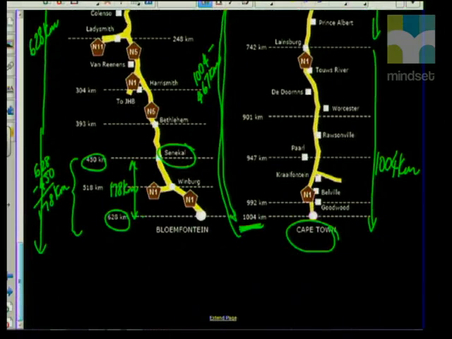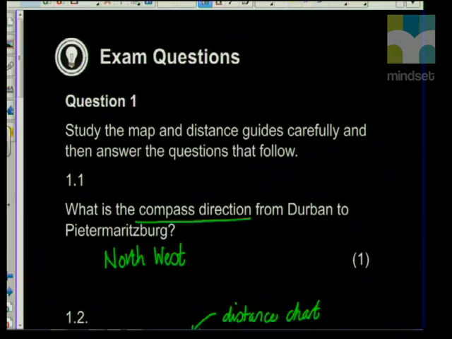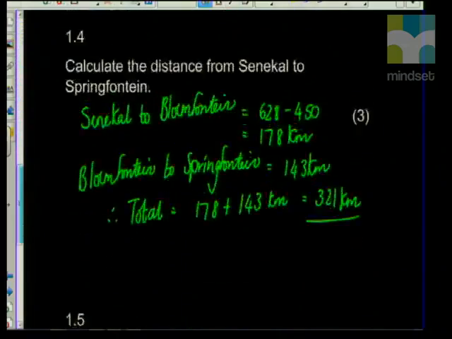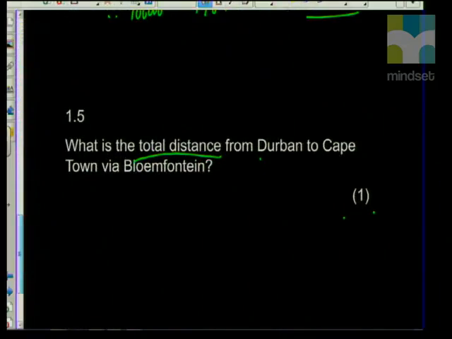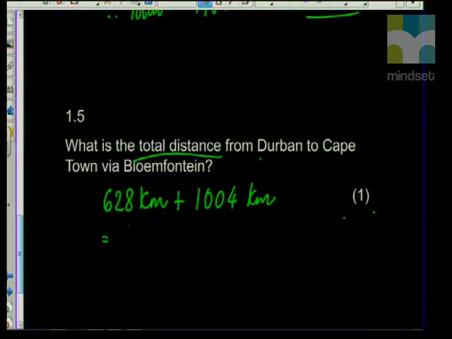Now you might have noticed I was talking about going from Durban to Cape Town. Because it's obviously the same place, it doesn't really matter if I went the other direction. So if I went from Cape Town to Durban, it would obviously be the same distance. So I need to then just add those two numbers, which is why this is only a 1 mark question, whereas the other one was 3 marks. So Durban to Bloemfontein was 628 kilometers, and from Bloemfontein to Cape Town was 1,004 kilometers, and I would then get a total of 1,632 kilometers.